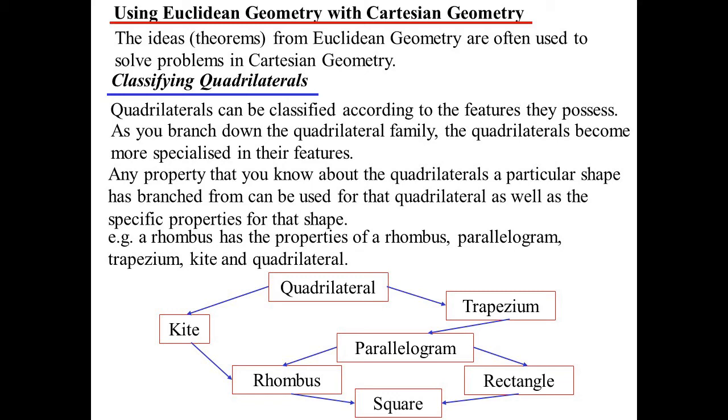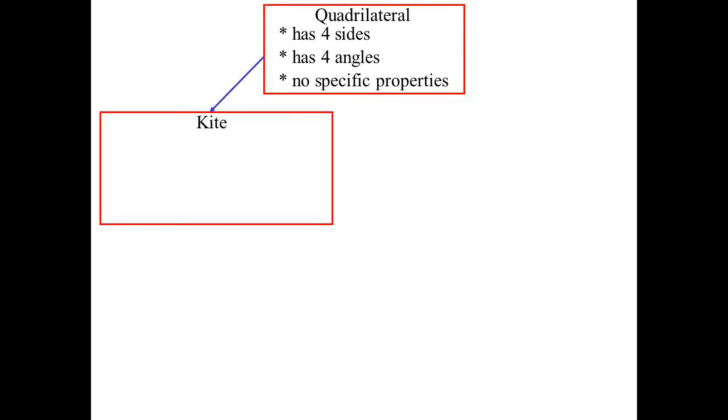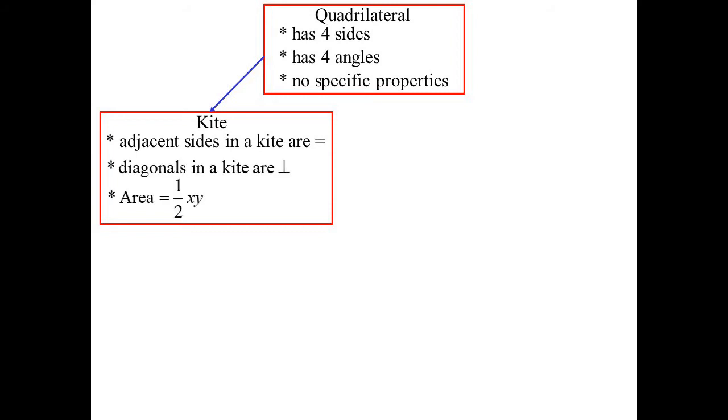So let's have a look at the specific features. A quadrilateral, well, it's got 4 sides. Yeah, it's got 4 angles. That's pretty much all we know about quadrilaterals. Okay, it branches down to the kite. What do we know about a kite? A kite has pairs of adjacent sides that are equal. Diagonals in a kite are perpendicular. And we've got a formula for the area of a kite, half the product of the diagonals, which you may have thought was the area for a rhombus, but it's actually the formula for the area of a kite.